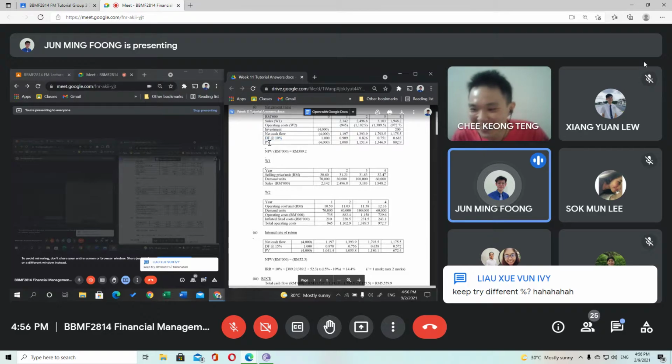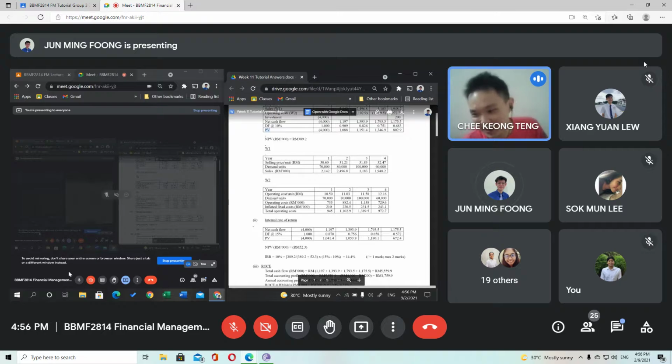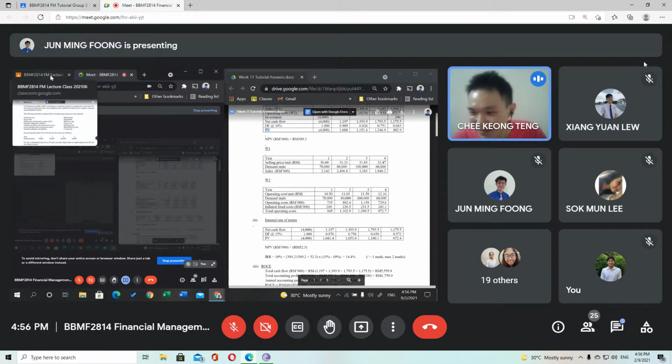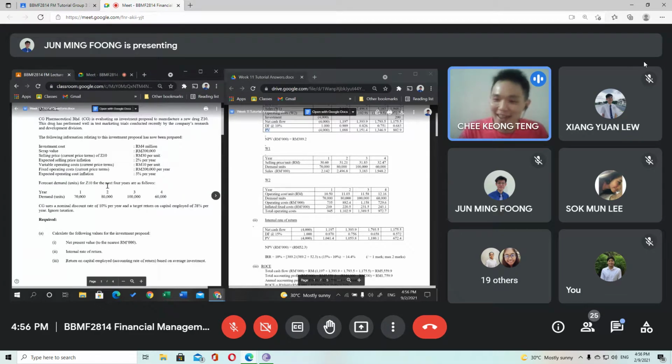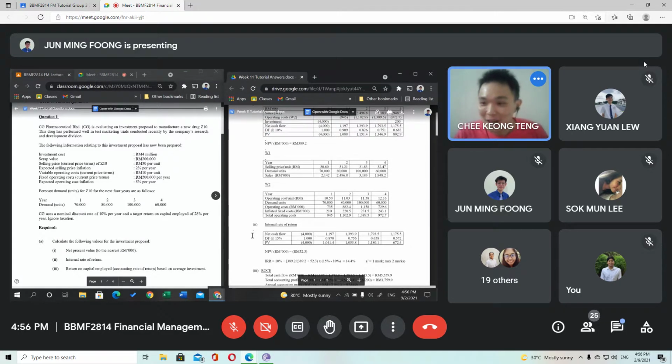Is it that the higher discount factor will discount more of the present value? So, very good. Yeah, Junming, you got the point. Okay, that's the answer I'm looking for. All right, I think Ivy is also saying to keep trying different percentages. You can, if you have time in your exam, then you keep trying, but it's not the correct way. What Junming said is very, very true.